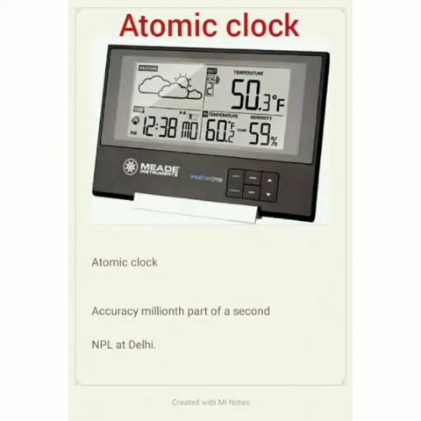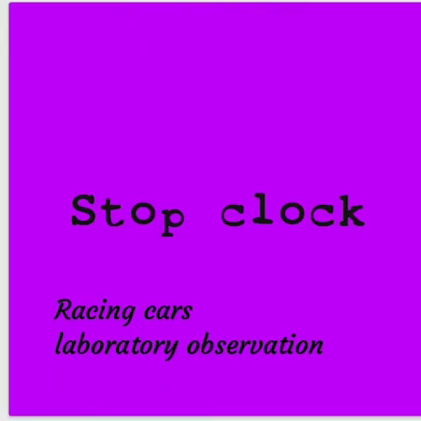Next, very important is the atomic clock. What is an atomic clock? An atomic clock is a very modern type of clock, and the accuracy of an atomic clock is to the millionth part of a second. This clock is at the National Physical Laboratory in Delhi, and it's used for experiments as well.